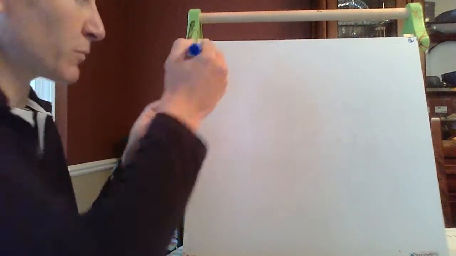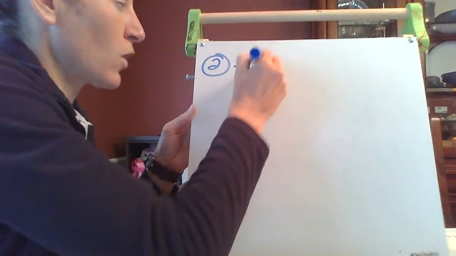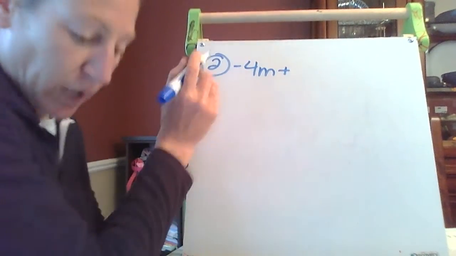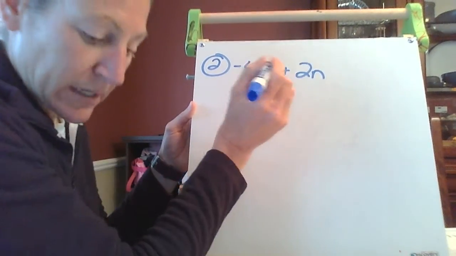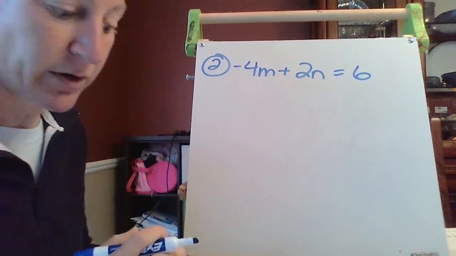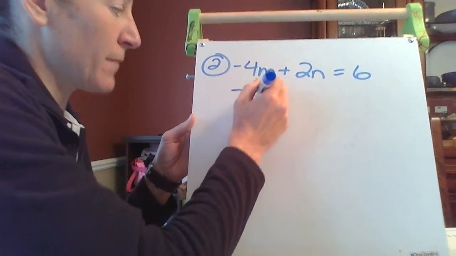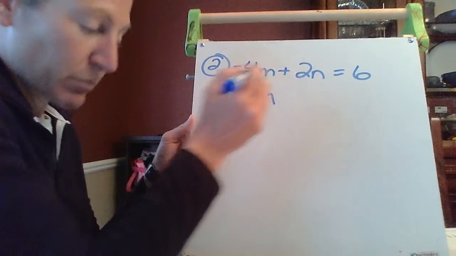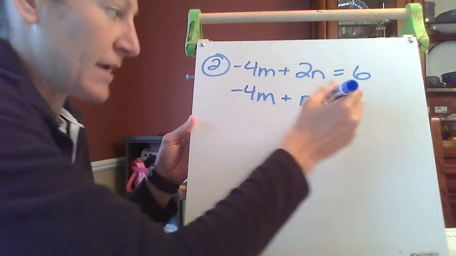Next one, number 2. We have negative 4m plus 2n equals 6. And again, it doesn't matter whether it's x or y, whatever it is, line them up. The next part is negative 4m, this is my second equation, plus n equals 8.